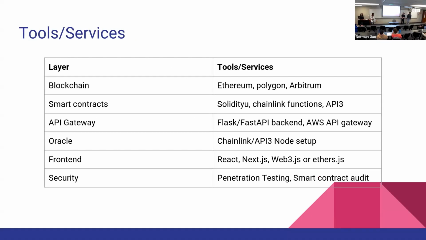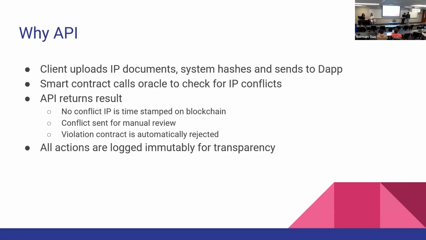Okay, so these are some of the tools and services that we'll use. Obviously, blockchain and smart contracts, we'll have an API gateway to sit between the front end and back end, an oracle to connect to APIs, which we'll discuss a little bit later. And then we'll have a front end. And of course, security is super important because this includes a lot of private data.